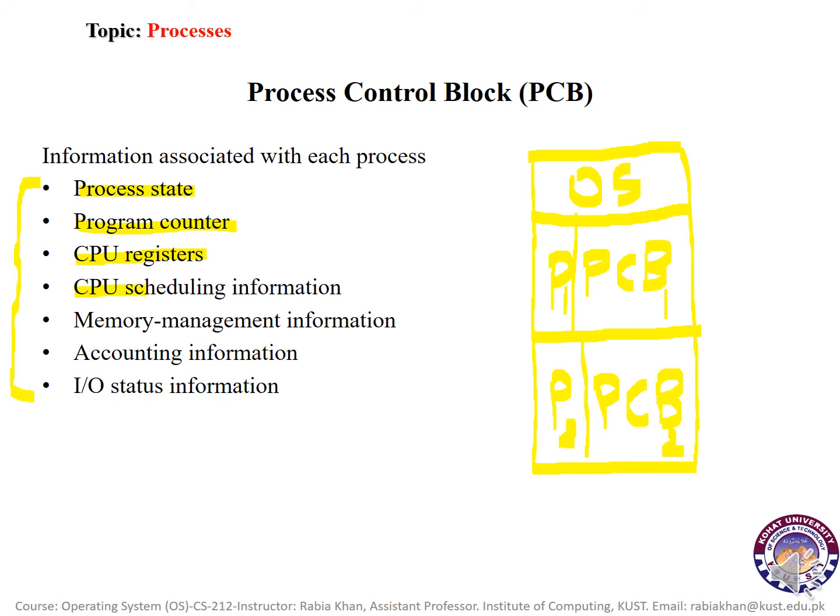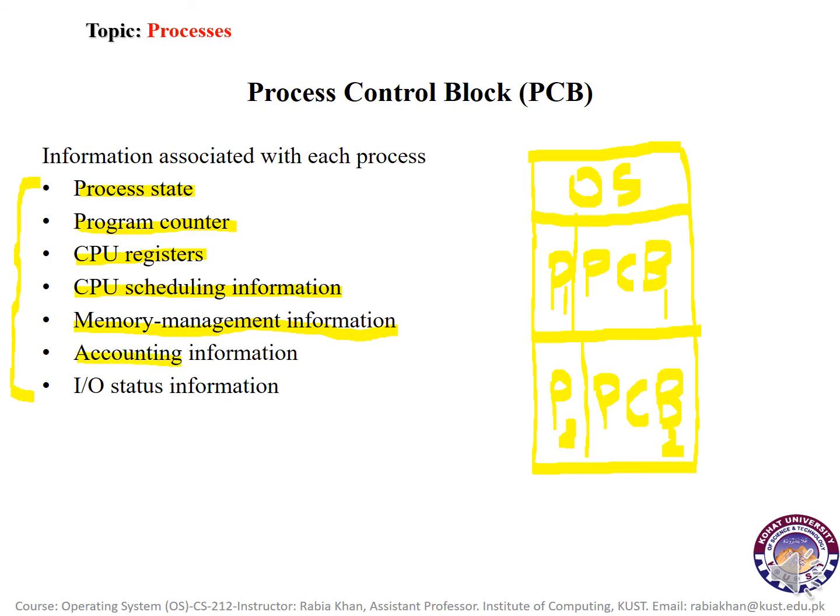Then the CPU scheduling information. For example, how much time of CPU has been assigned to a process, that information is stored in this section. Then memory management, anything related to process memory, so that information is stored in PCB. For example, the size of the process, what type of storage it would require. So all memory related information is stored in PCB.